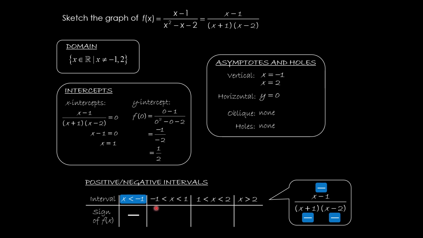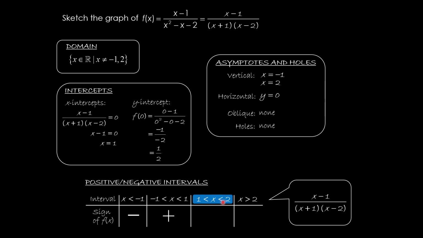Now, if we look at the next interval here, from -1 to 1, well, we can choose an x value in that interval, say 0, sub it into our function in factored form here. 0 minus 1 is going to be negative, 0 plus 1 is going to be positive, and 0 minus 2 is going to be negative. So in that case, we have a negative divided by a positive times a negative, which is really a negative over a negative, and that's positive. So x values between -1 and 1 will give us positive results for our function.